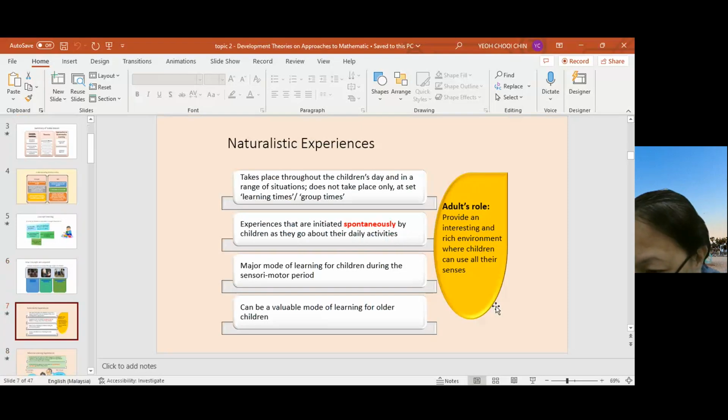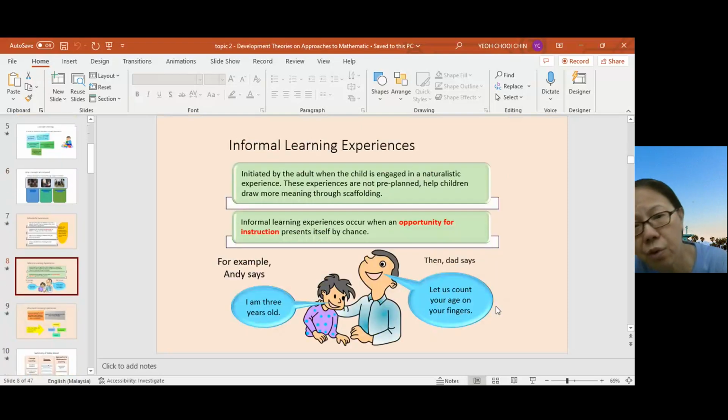It is the major mode of learning for children during the sensory motor period, and it can be a valuable mode of learning for older children also. Anyway, we are talking about naturalistic experiences, things that come naturally on a day-to-day basis. Informal learning is initiated by the adult when the child is engaged in a naturalistic experience.